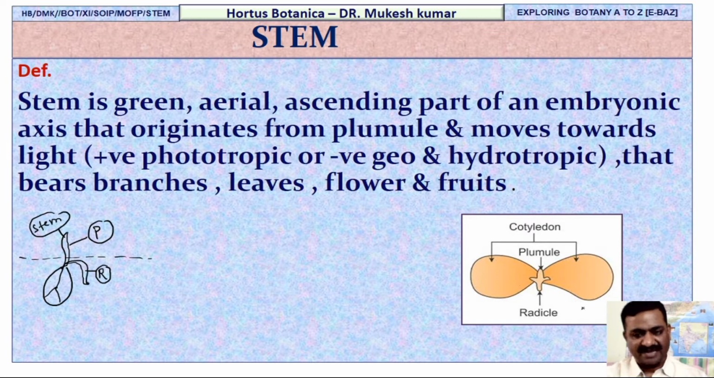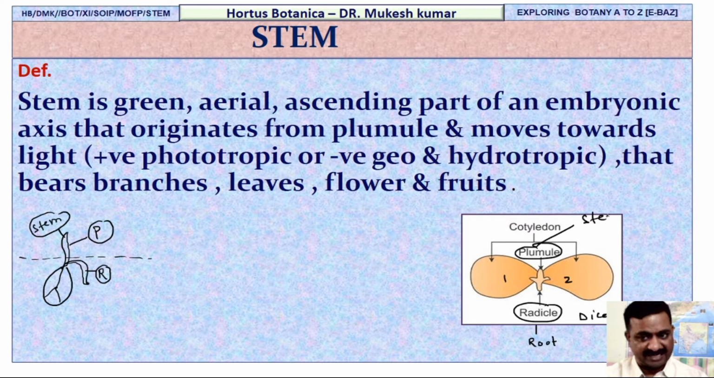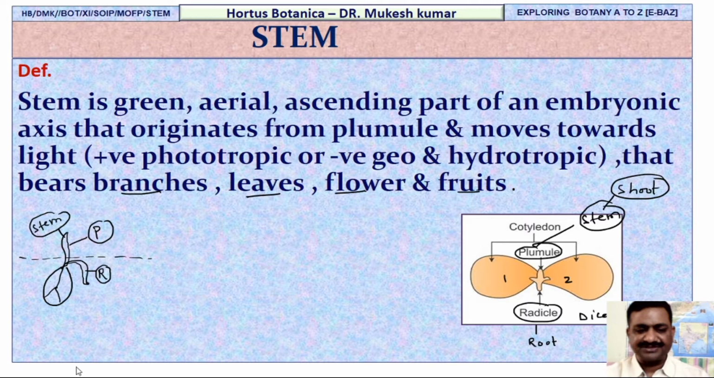See, here we have this dicot seed, a dicot seed with two cotyledons present. This is the radicle that will form your root system, and this is the plumule. This plumule will first form the stem, and on the stem there will be branches, leaves, flowers and fruits, and finally it constitutes the complete shoot system, isn't it? So what is a stem?